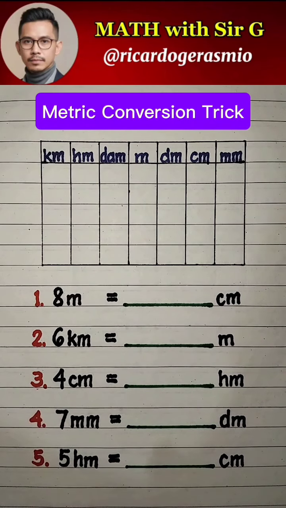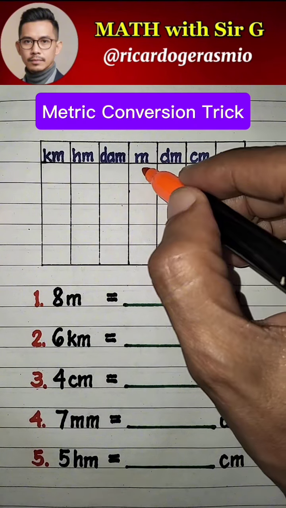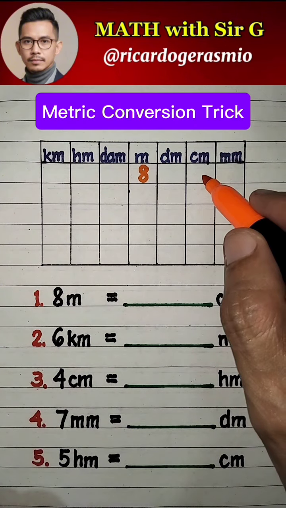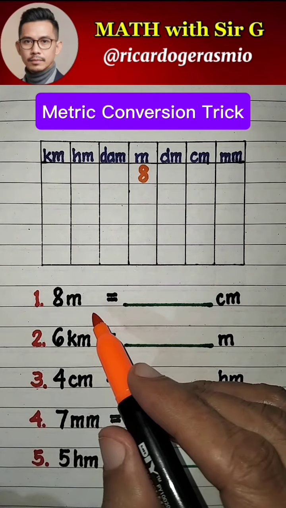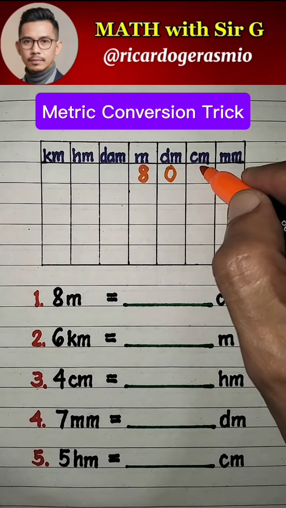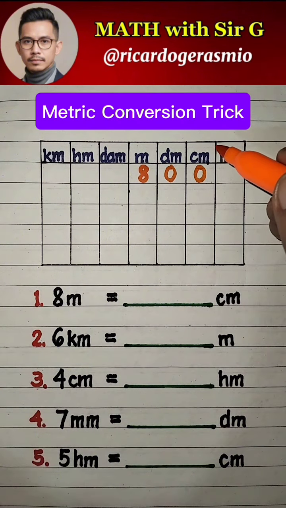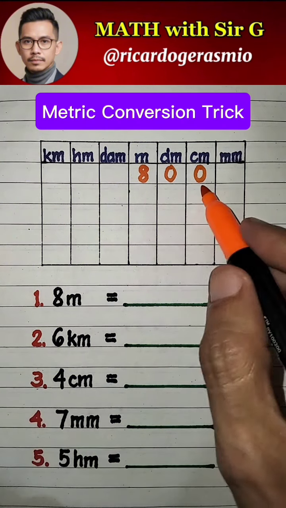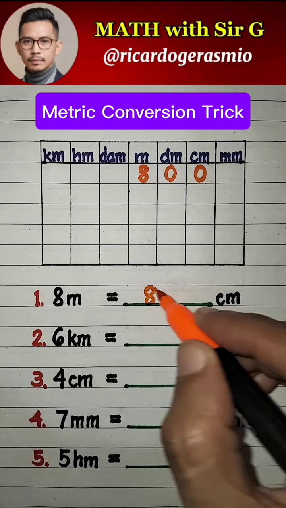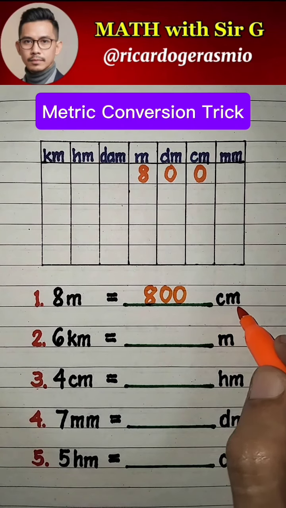So we will have number 1: 8 meters is to be converted to centimeters. So we will write 8 meters in the column of meters. So we have 8, and then we will write zeros up to the column of centimeters, guys, since 8 meters will be converted to centimeters. So 0, and then up to here, to the column of centimeters. So we will have 800, guys. So meaning to say that 8 meters is equal to 800 centimeters, guys.